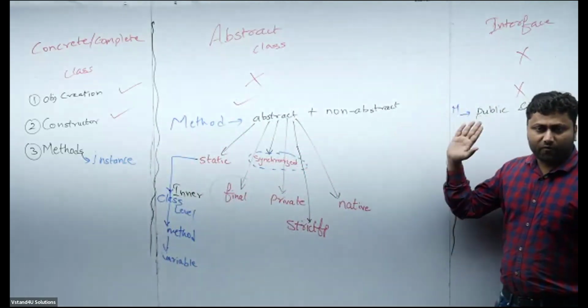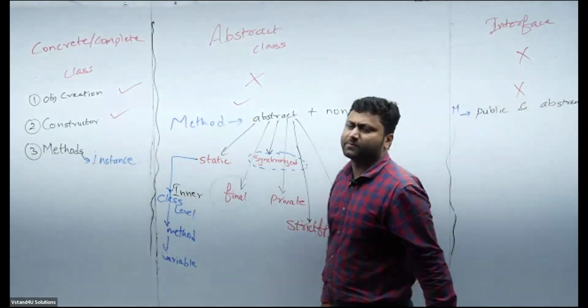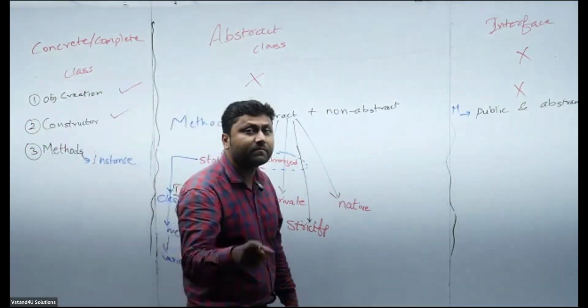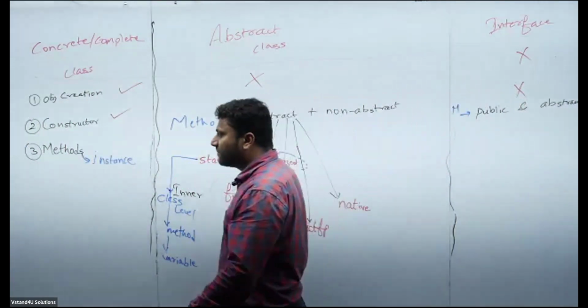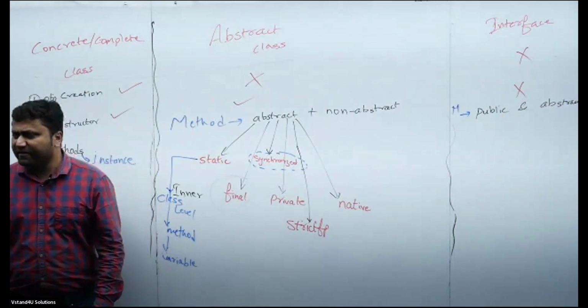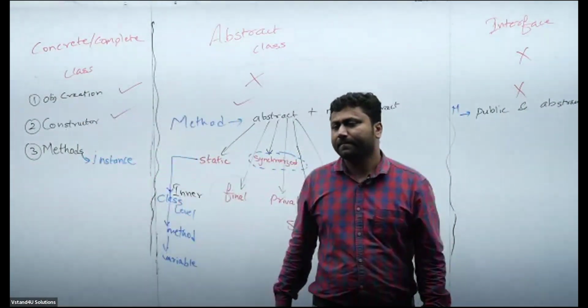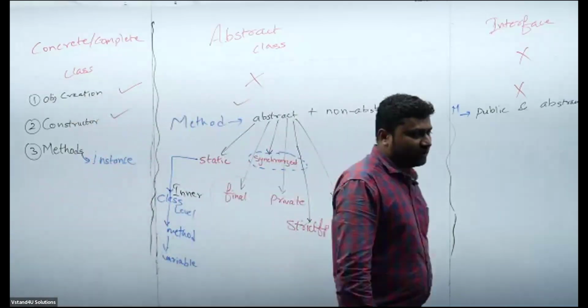Focus over here. Next point comes private. If a method is marked as private, then it is meant to be accessed only within the same class. Perfect. Everybody knows it. Then only in the same class.